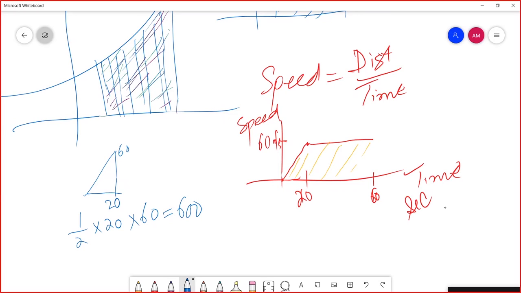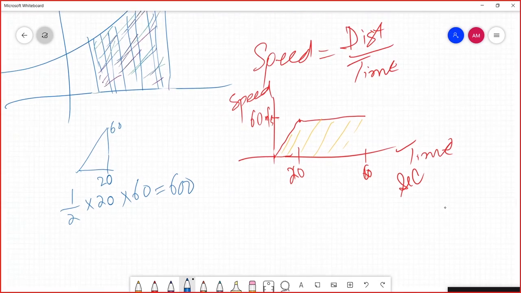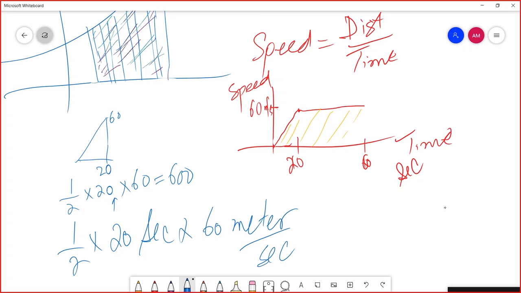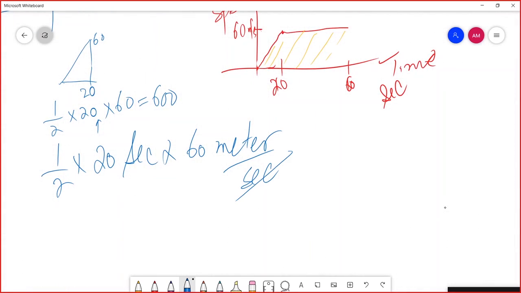And what is 600 now? We would just see that. What was this 20 seconds? Now write also the units, 20 seconds. And what is next? 60 meters per second, right? And this second is in the denominator, so this cancels. And what is the unit of 600? Meters. Very nice. What does it mean? It means he has covered in 20 seconds a distance of 600 meters.